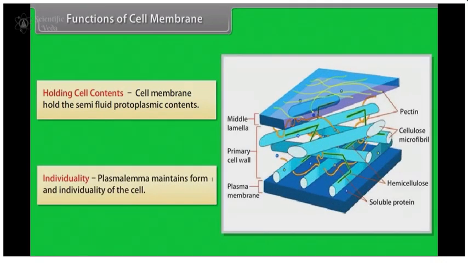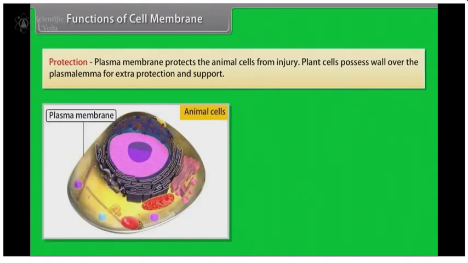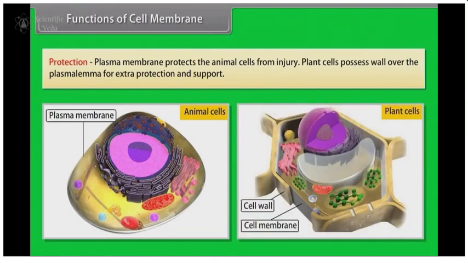Individuality. Plasma membrane maintains form and individuality of the cell. Protection. Plasma membrane protects the animal cells from injury. Plant cells possess a wall over the plasma membrane for extra protection and support.